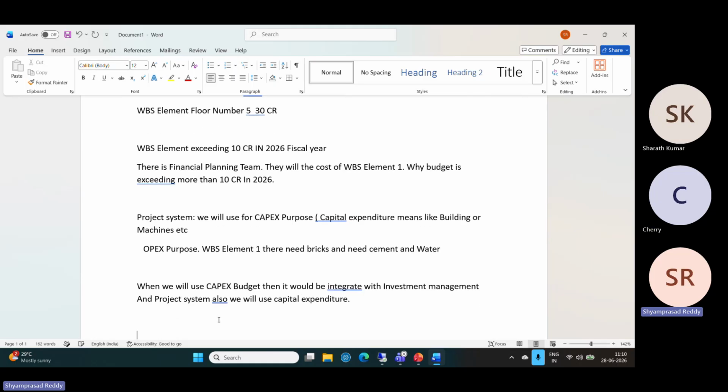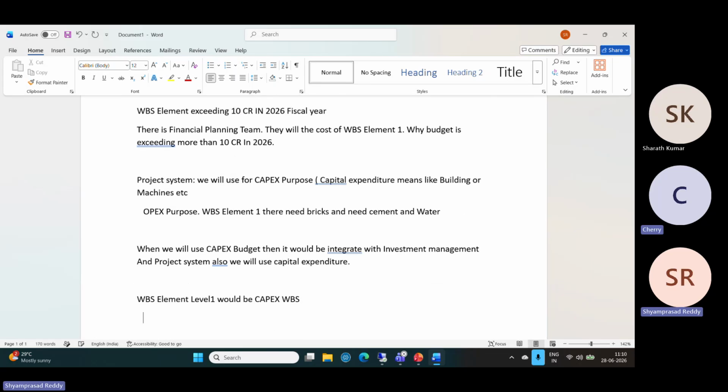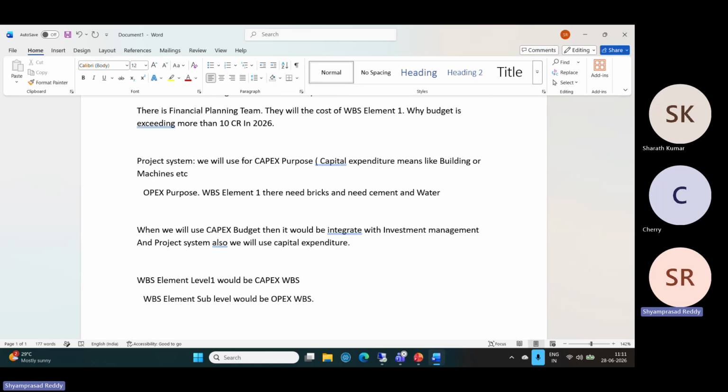Means here there is a WBS element level 1 would be CAPEX WBS, and under the WBS element the sub level would be OPEX WBS. So here also we can maintain. After that, finally, you have to settle.